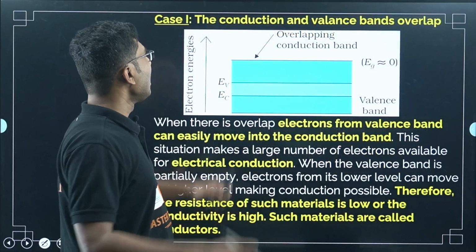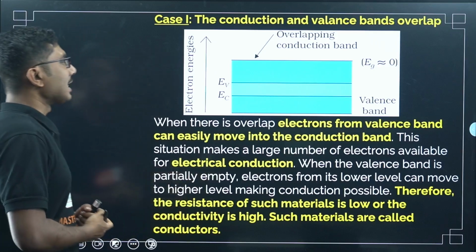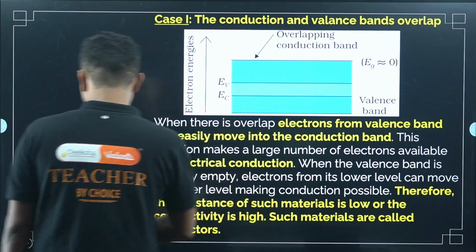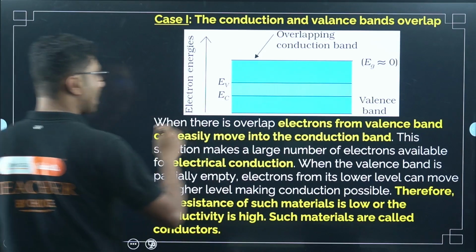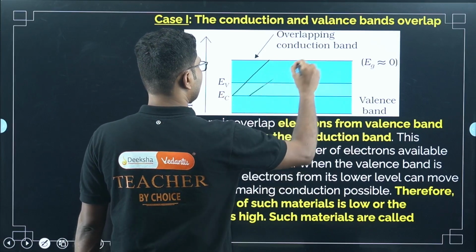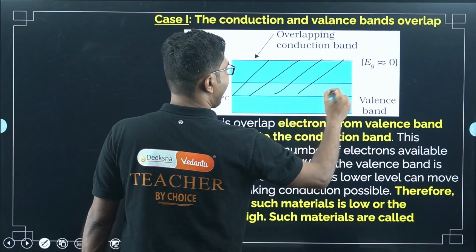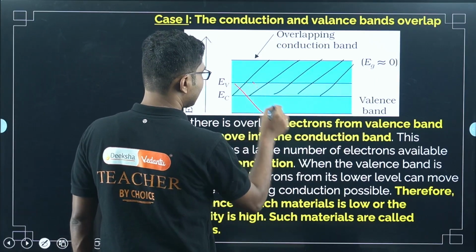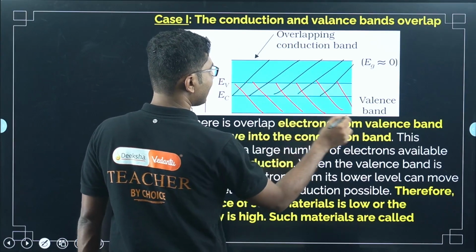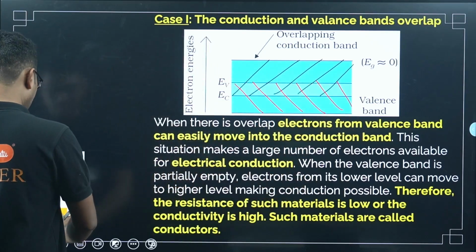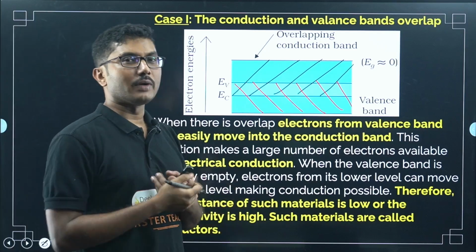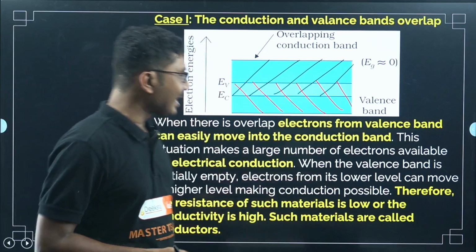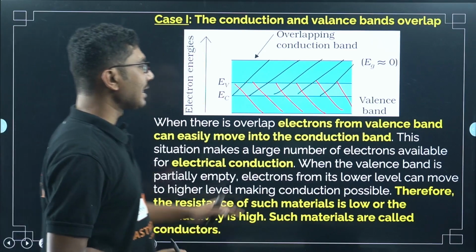Now let's move on. First case, number 1: the conduction band and valence band overlap. So as you can see, this is the conduction band and this is the valence band, and they have a common intersection. They are overlapping with each other. Now what will happen if they overlap? When there is an overlap, electrons from valence band can easily move into the conduction band.